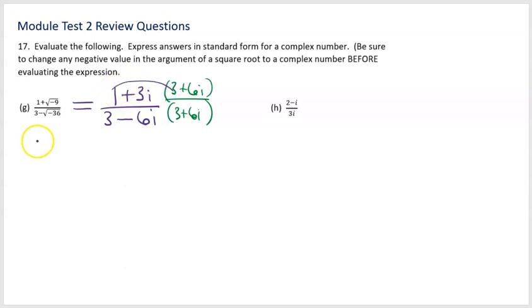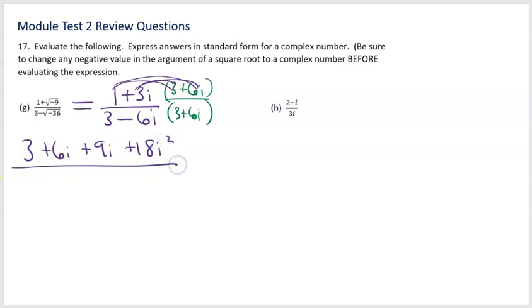So 1 times 3 is 3. 1 times 6i is plus 6i. 3i times 3 is plus 9i. 3i times 6i is plus 18i squared. Denominator, I'm going to do the same thing. 3 times 3 is 9. 3 times 6i is plus 18i. Negative 6i times 3 is minus 18i. And negative 6i times positive 6i is minus 36i squared.